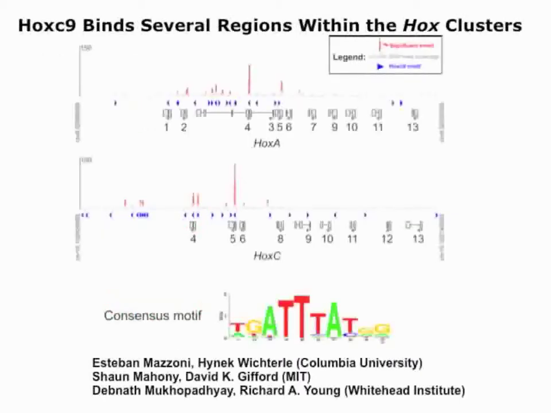To further define HOXC9 binding sites, we also performed ChIP-seq experiments on ES cells that ectopically express HOXC9 and have been programmed to motor neuron identity. This analysis revealed that HOXC9 binds to multiple HOX genes within the HOXA and HOXC clusters, including each of the 8 HOX genes expressed at brachial levels. This work was done in collaboration with laboratories at Columbia University and MIT.